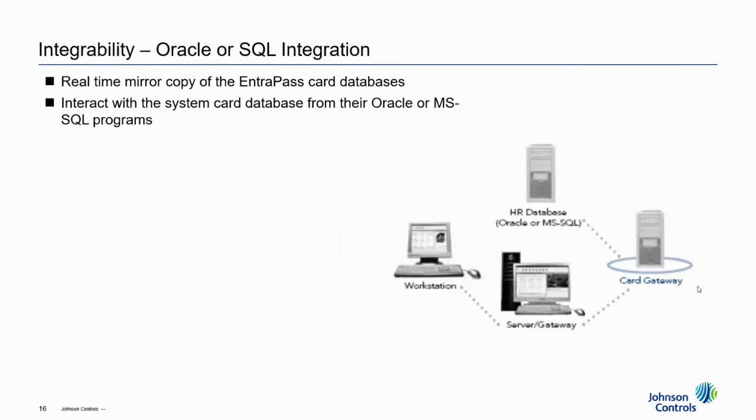Then in terms of integration, at factory level we have written integration to communicate with SQL and Oracle to mirror the Entrapass card holders' information. So, for example, if the HR system registers that a particular staff member is no longer an employee, with that integration, on the Entrapass card database we will basically deactivate that card holder.